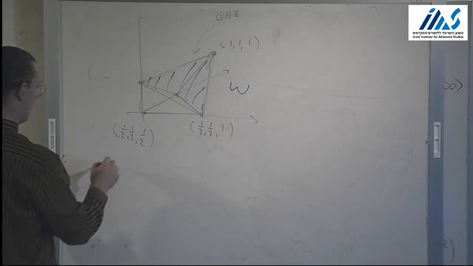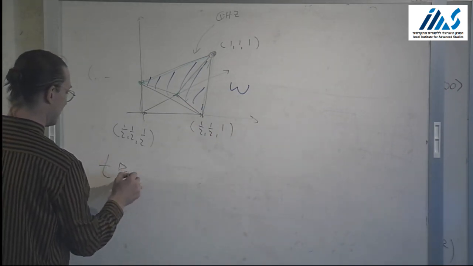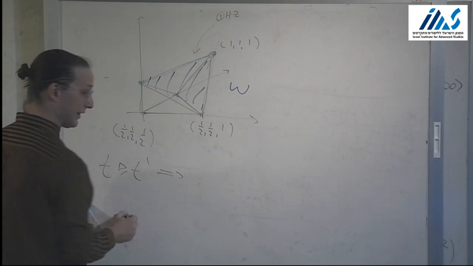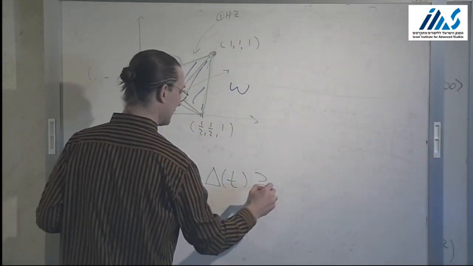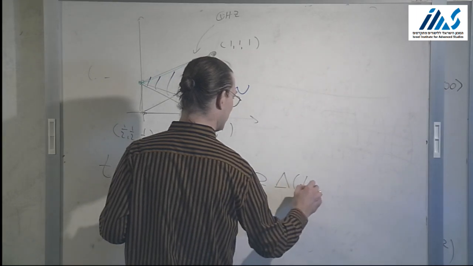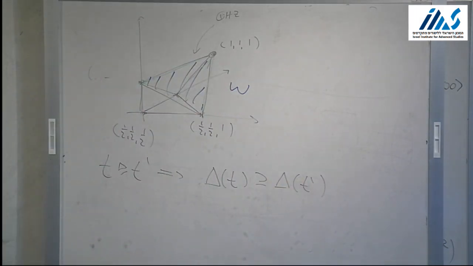Right. What you need to remember, though, is that if this restricts to T prime, then the polytope of T includes the polytope of T prime. Okay. Very good.